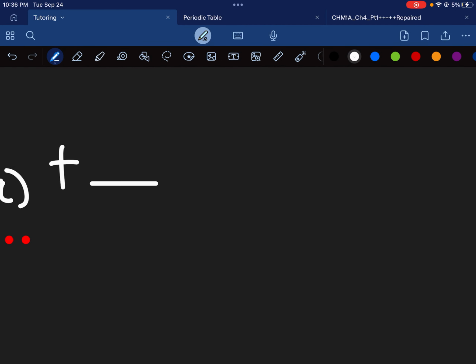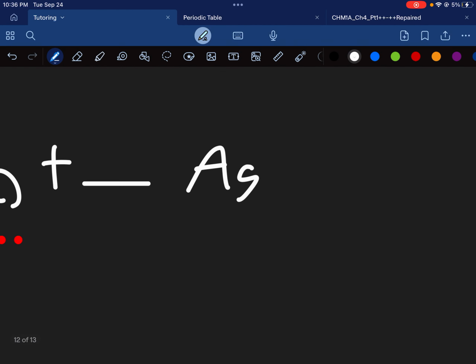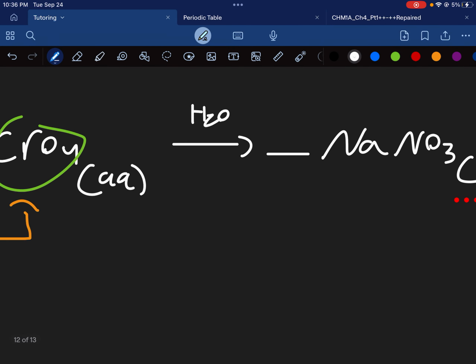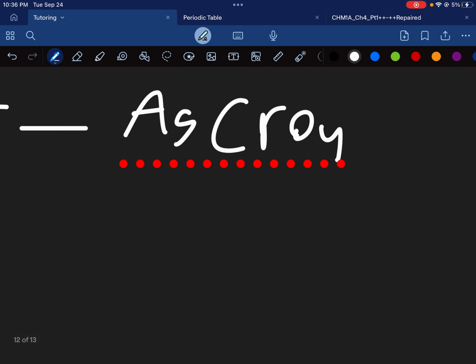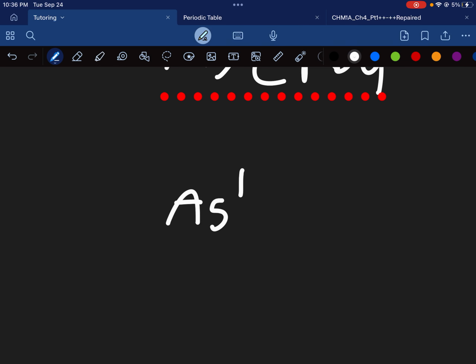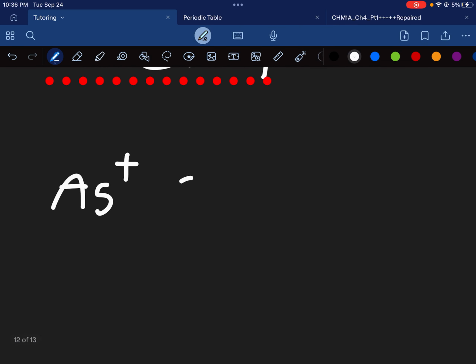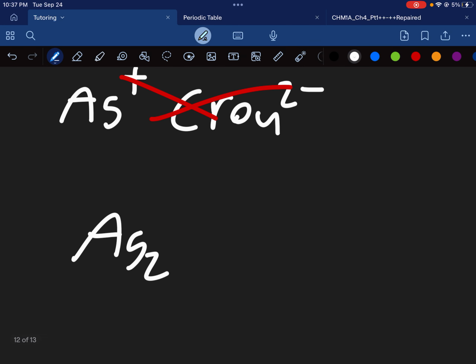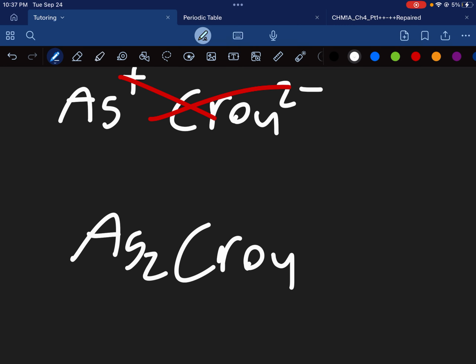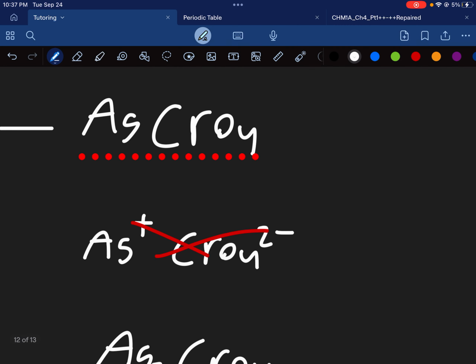Ag, what is it again? Chromate, yes. But remember, we need to balance out the charges. And right now they're not balanced because silver is a positive 1 and chromate is a 2-. Right now the charge is -1, which is not equal to 0. So just cross multiply. And so you should get something like this: Ag2 chromate, because the charge is balanced out.